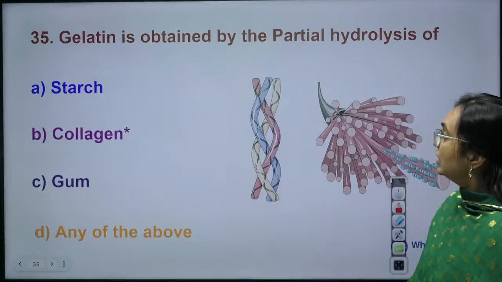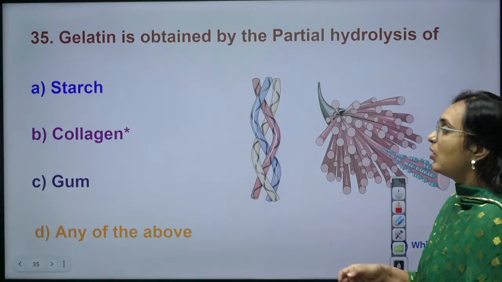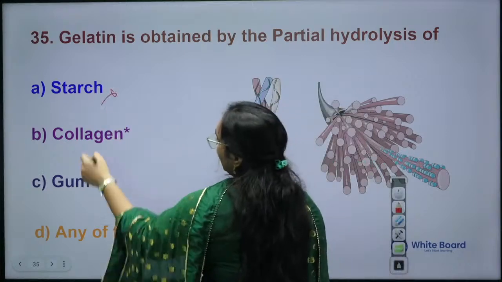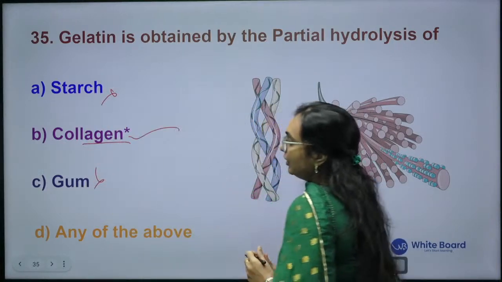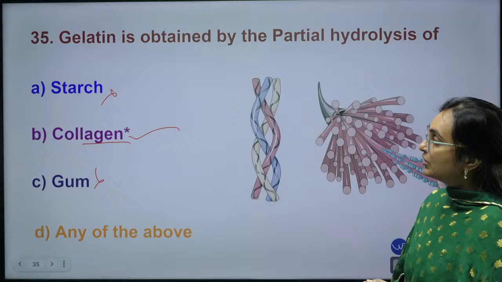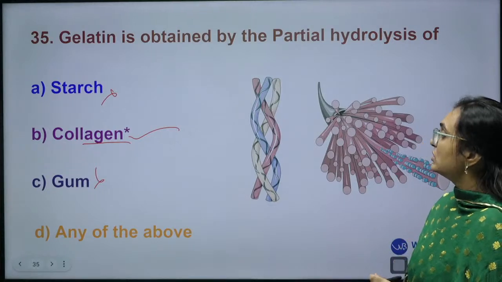Next one, gelatin is obtained by the partial hydrolysis of, it's not starch or gum, it is collagen. Option is B. Gelatin is obtained by the partial hydrolysis of collagen.